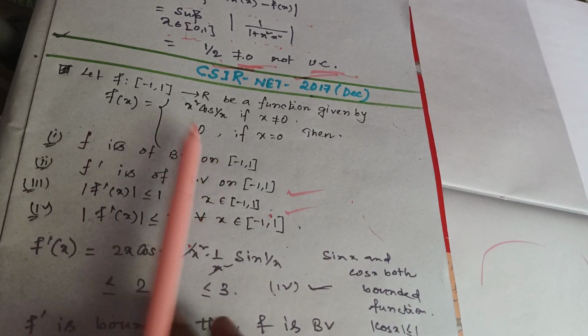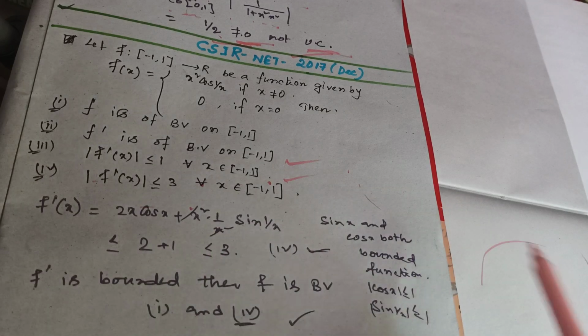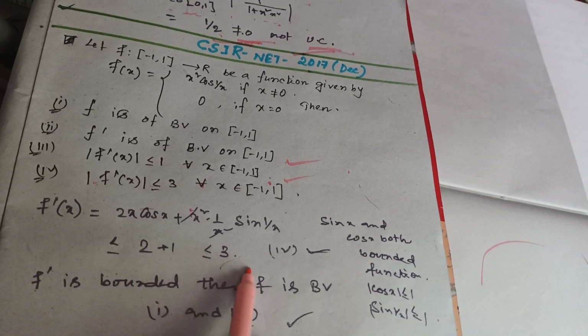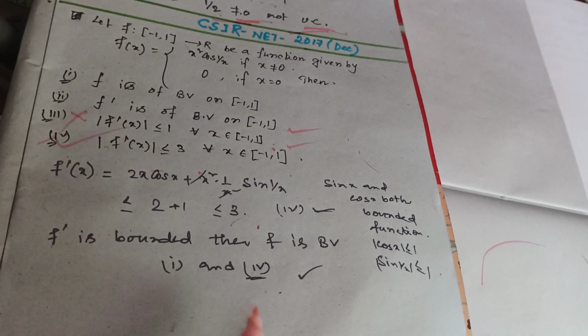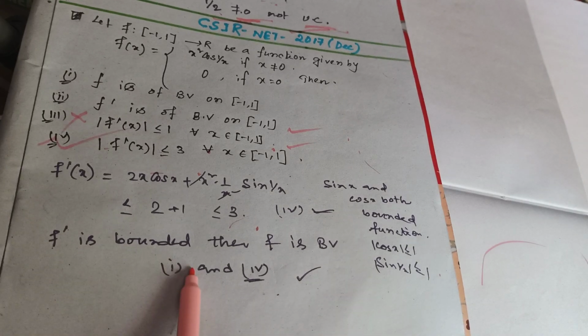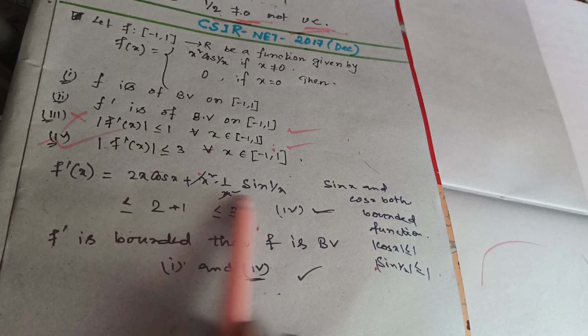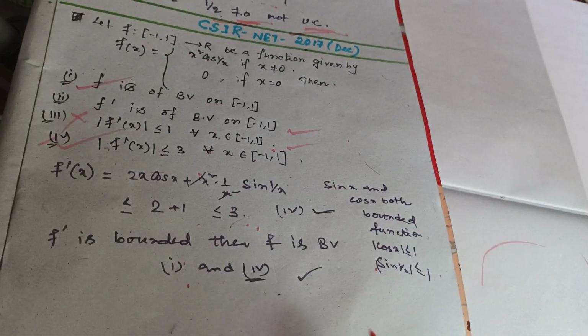So first we find f dash x, we get this. We know that cos x and sin x are bounded functions, so the maximum value is 1. So we get mod f dash x less than or equal to 3. So option 4 is correct. So obviously option 3 is incorrect. And also we know that if f dash is bounded, then f is of bounded variation. So obviously f dash is bounded, so f is of bounded variation. So option first is also correct.